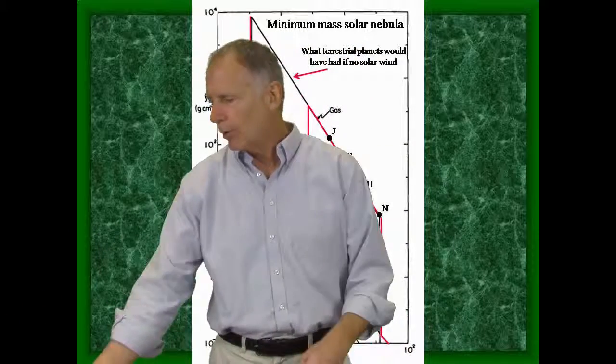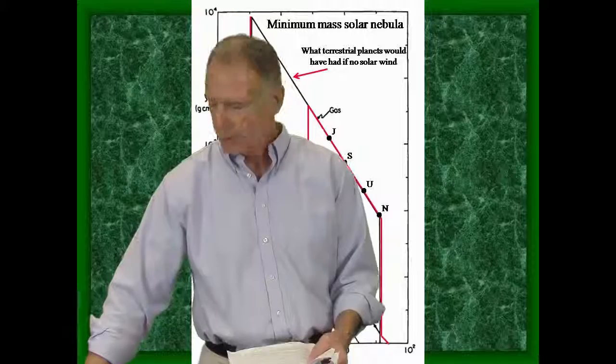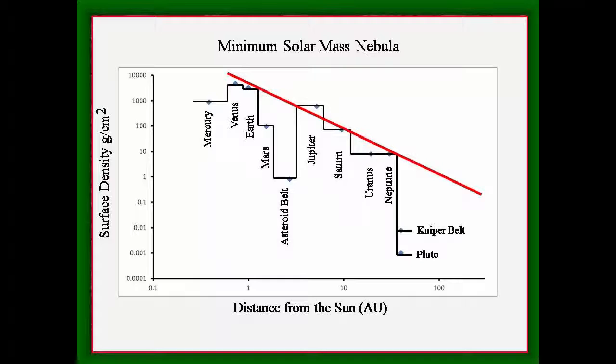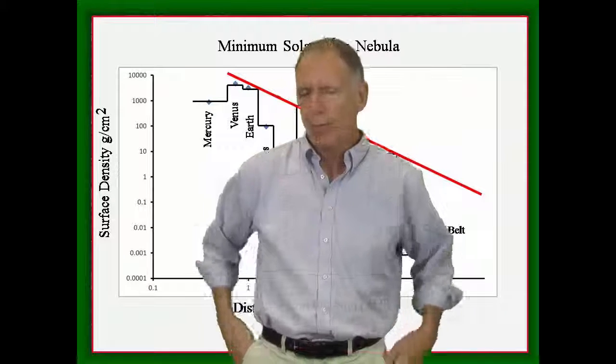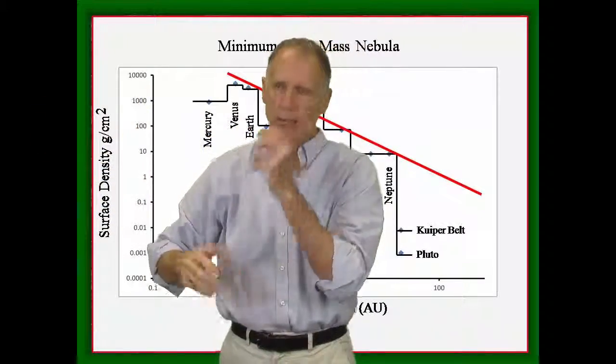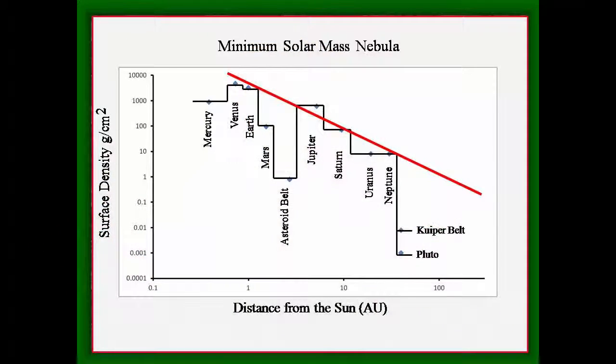Now, what we need to talk about, and it's another clever way, I think, to show this, is in this slide. Again, we're plotting the surface density in grams per centimeter squared, and the distance from the sun in AU. In this particular case, we have taken that extra material that we think was blown out into the outer solar system, and we've added it to the terrestrial planets. And look what happens when we do that. We get this beautiful fit. Venus, Earth, Jupiter, Saturn, Uranus, Neptune all fall along the minimum mass solar nebula.